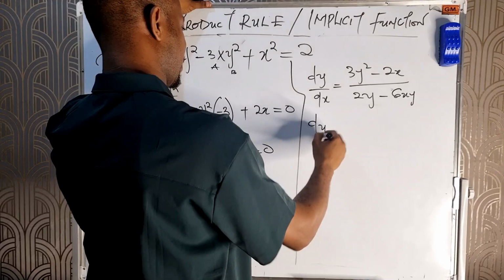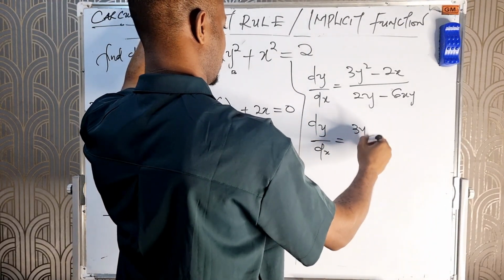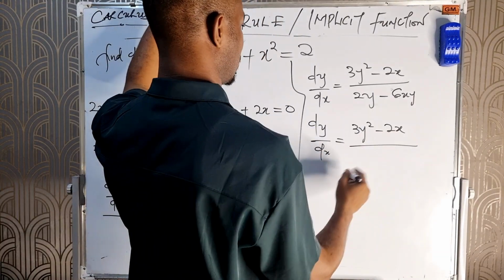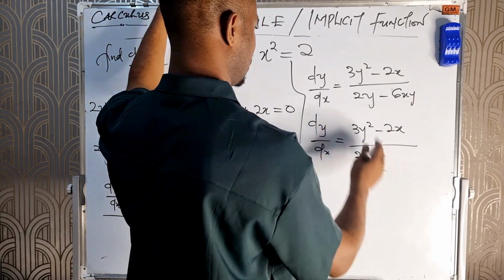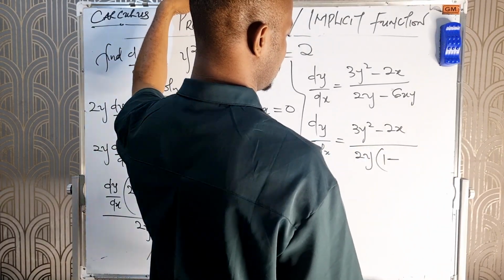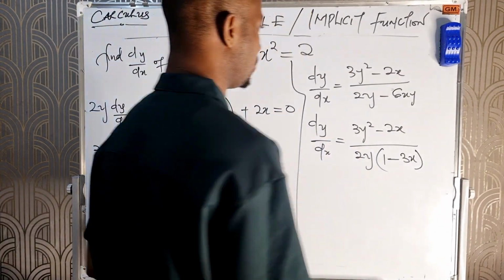So the final expression can be dy/dx equals 3y² minus 2x divided by, between these two, 2y is common. Then we are left with y times 1 minus 3x.